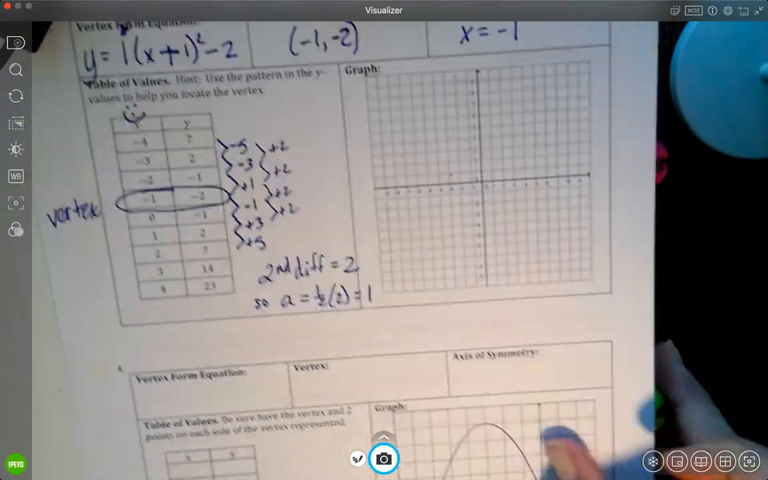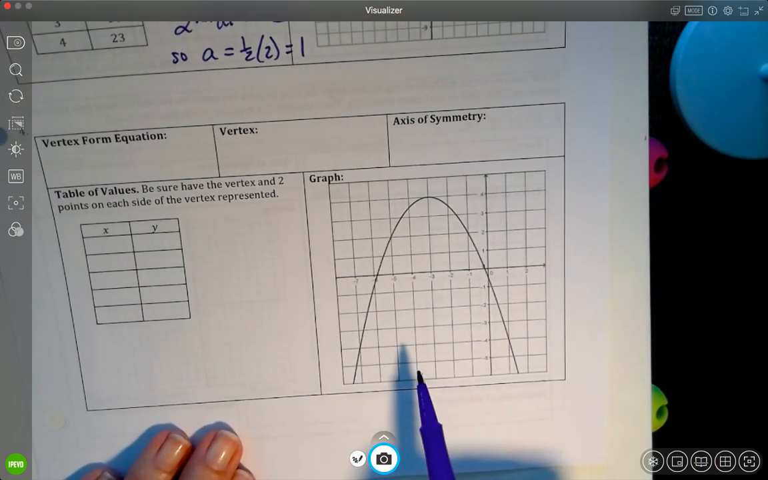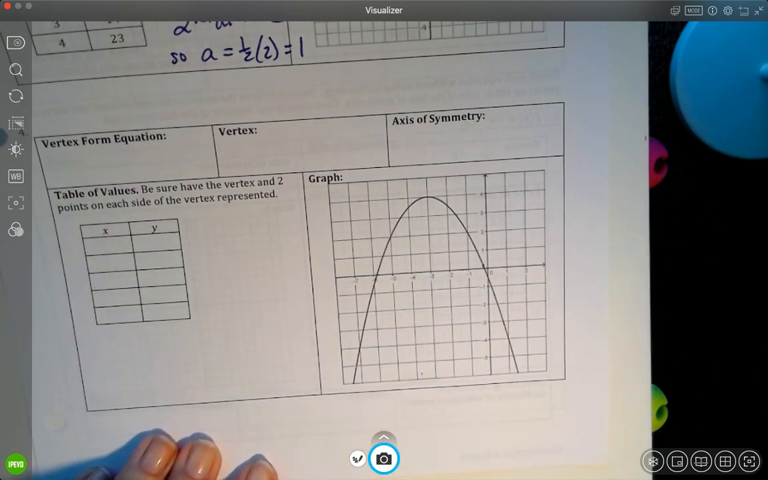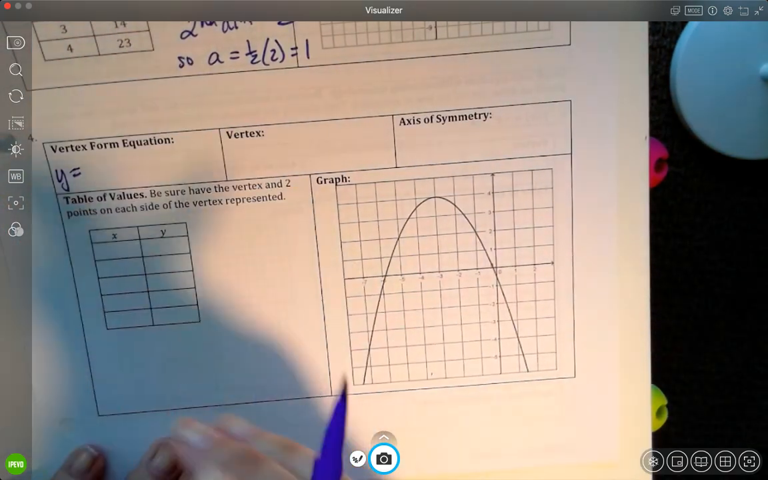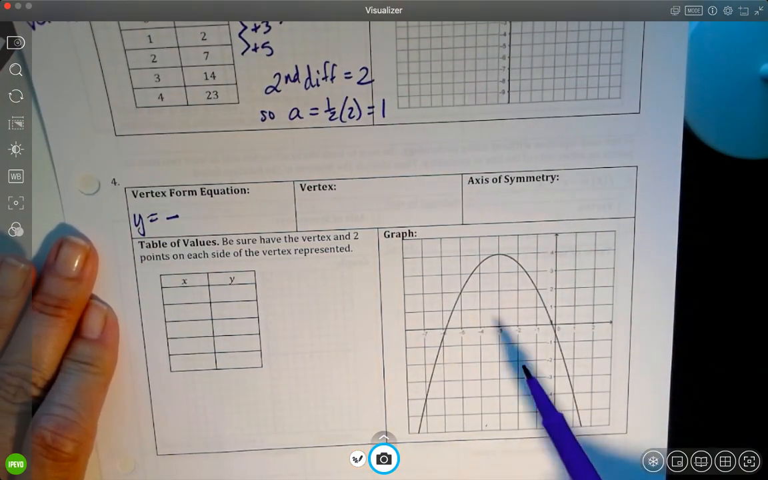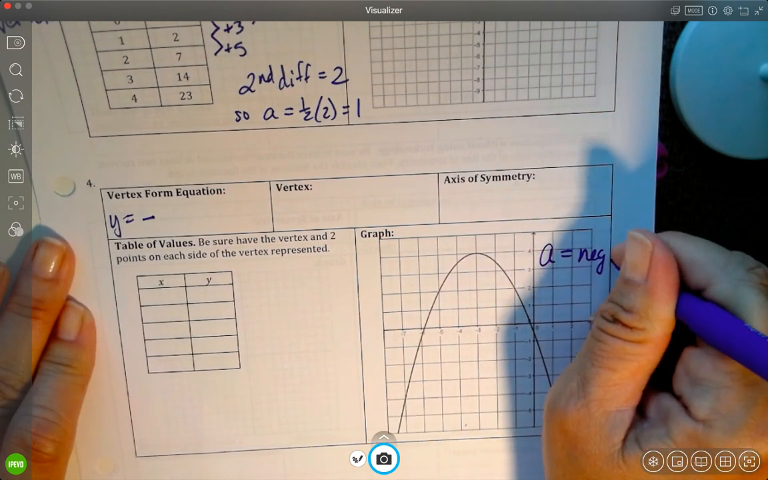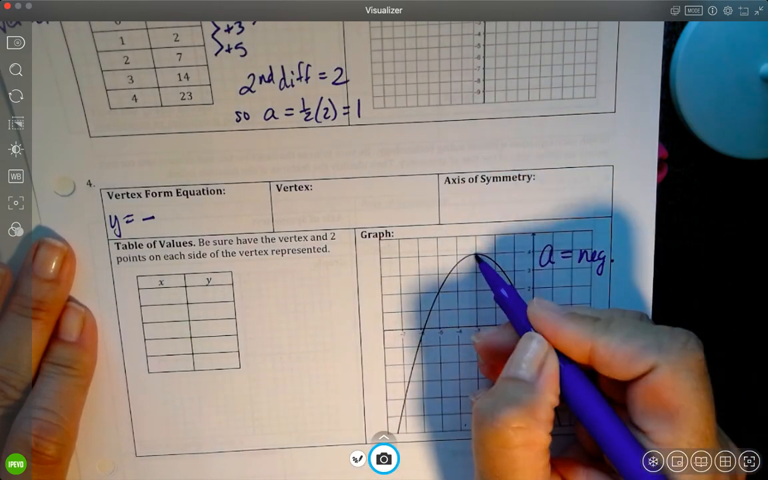Okay, let's look at this one. This one, we're given the graph, and we have to find all the other pieces. So one thing I know about my equation is that A is negative. And the reason I know that is because it's opening down. So A has to be a negative number, right? So I can go ahead and find my vertex because I can see it on the graph.